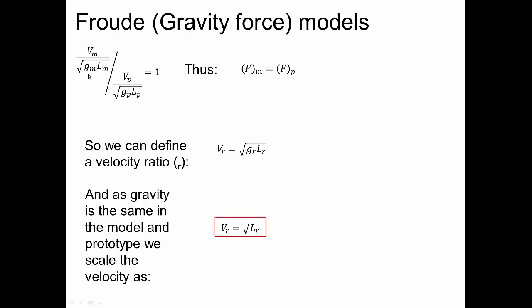Now you can see the equation for the Froude number written out here in full on the top left. So the velocity in the model divided by the square root of g in the model and length in the model will be equal to the same ratio in the prototype. Now, gravity is going to be the same, assuming that we are doing all of our experiments on planet Earth and we're not moving to the moon for anything. And we're also not accelerating our scale water channel vertically upwards or vertically downwards. So we can say that gravity is the same. So we end up with a velocity ratio, and that's equal to the square root of the length ratio.